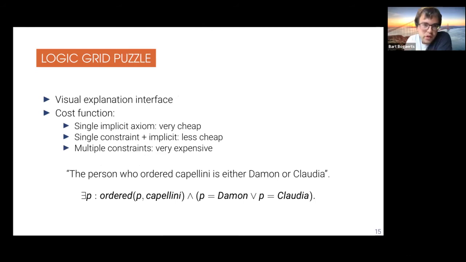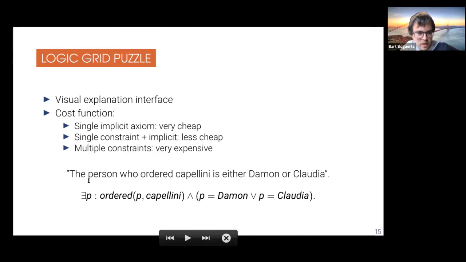So we developed this visual explanation interface. We had this cost function that I explained already, that a single constraint, like this bijectivity axiom, is very cheap, but using multiple constraints is very expensive. And there's one small remark here: often our constraints have terrible properties. I already mentioned this in the beginning as well. So they really don't propagate well by themselves.